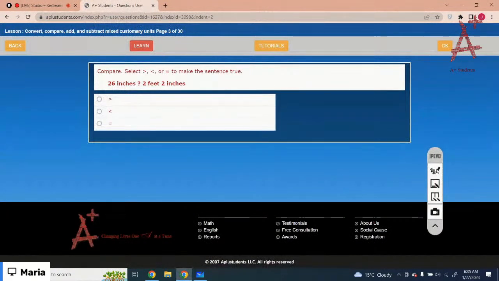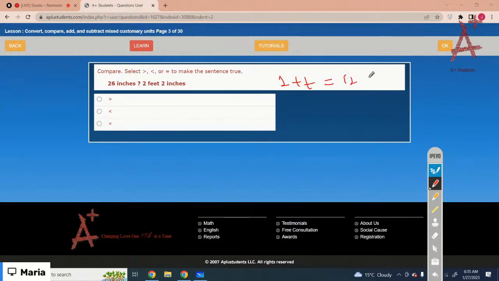Okay, the next one is 26 inches and 2 feet 2 inches. So which is greater? 1 foot equals 12 inches. Got it? So 2 feet equals 2 times 12, that would be 24 inches. And 24 plus 2 is 26. So 26 inches and 26 inches, they both are equal. Got it? So the correct option is equal.